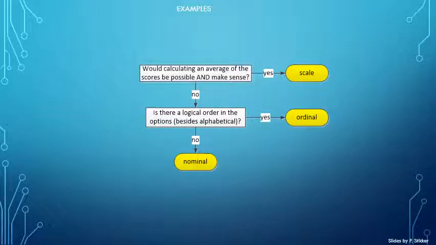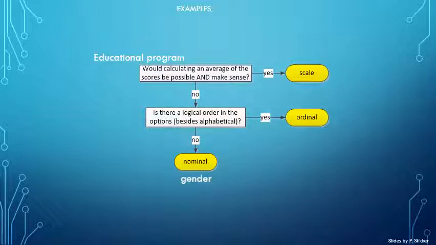Let's do a few examples with this flowchart. Let's begin with gender. With calculating an average of the score, so the options would probably be male, female, and others perhaps. Wouldn't be possible to calculate an average, so no. Is there a logical order? Well, some people debate about this, but from a statistical point of view, there's not really any particular order, so let's put it at nominal.